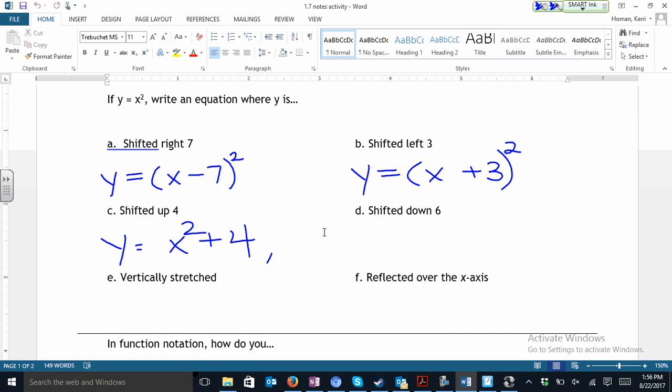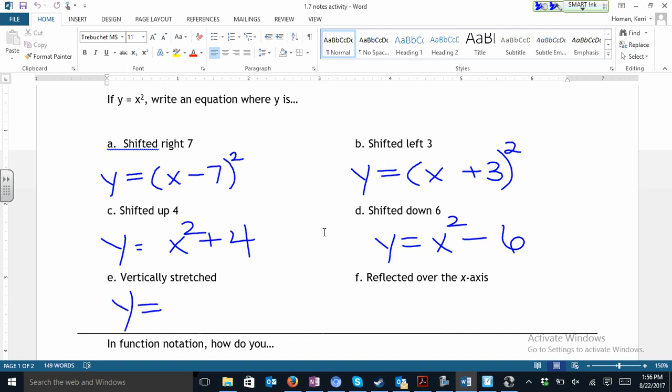Pod 4? Letter D? We have y equals x squared minus 6. All right, good. If something is on the outside of our function, it affects it vertically. So these are shifted up or down. Okay, how about vertically stretched?